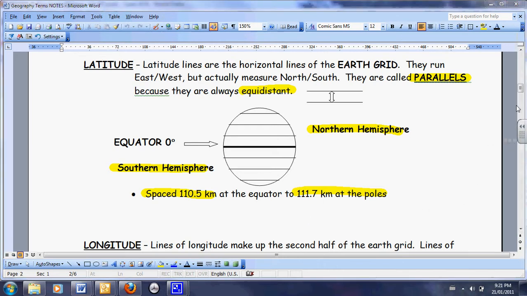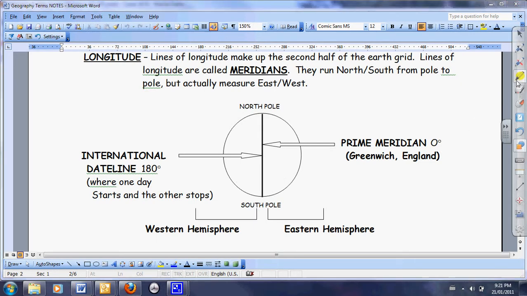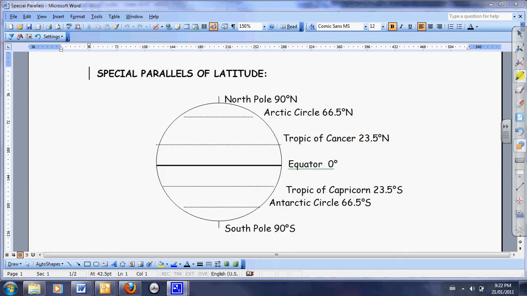Now, we just scroll down here for a second. Longitude is referred to as meridians, and of course they run east to west. And the two main lines, of course, we just talked about them: international date line and the prime meridian. And of course, it is these lines that separate the world into the western or eastern hemisphere. So this diagram here, this is what you should have in front of you in your notes. This is how it should look as you've copied it down.